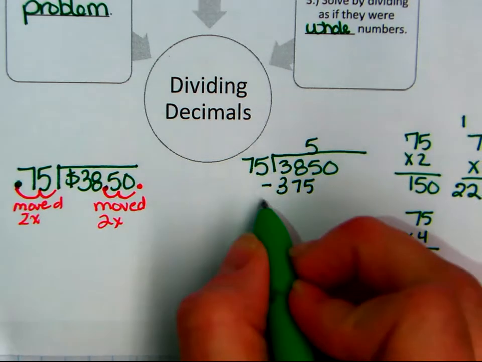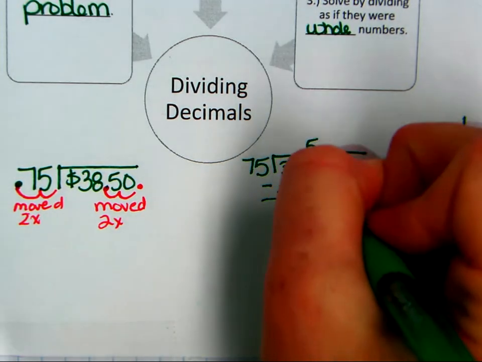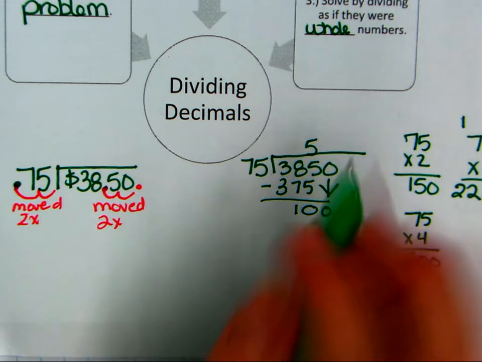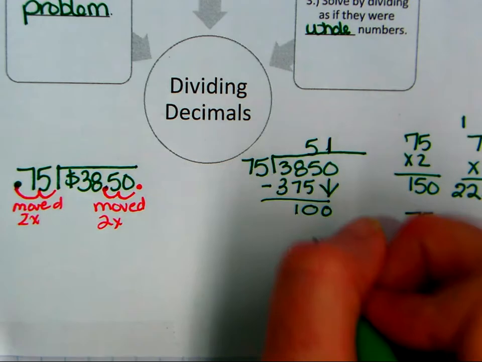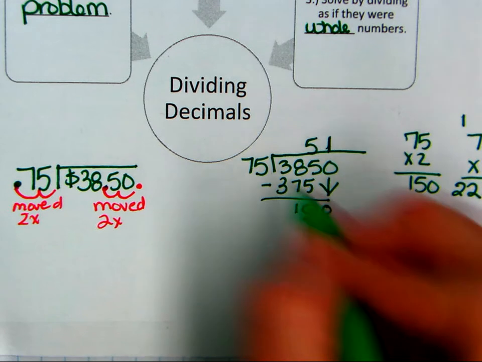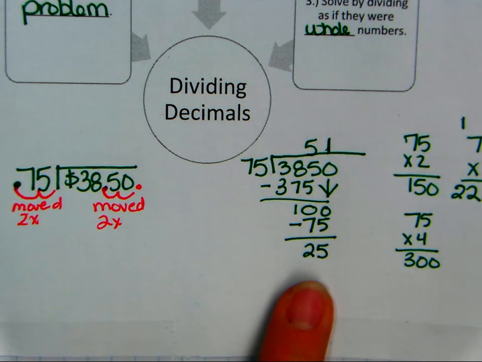375, and then I'm going to subtract. And that's going to give me 10. I'm going to take my 0 that I have here and drop it down, and now I'm going to do 75 into 100. 75 into 100 is 1. Bring my number down. 1 times 75 is 75. Subtract. And so now I have this remainder.